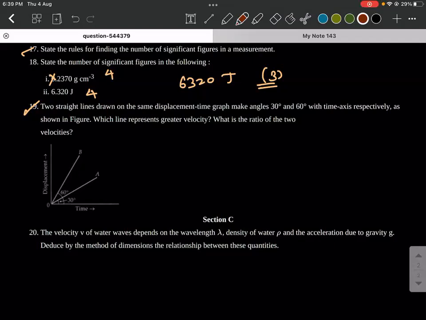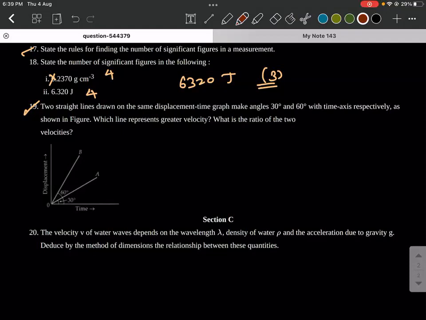But what does slope give you? Acceleration. For a velocity time graph, slope is acceleration. For a displacement time graph, what will slope be? Slope is not a very big term. Slope is y by x. What is there on the y-axis? Displacement. On the x-axis, time. So displacement by time.